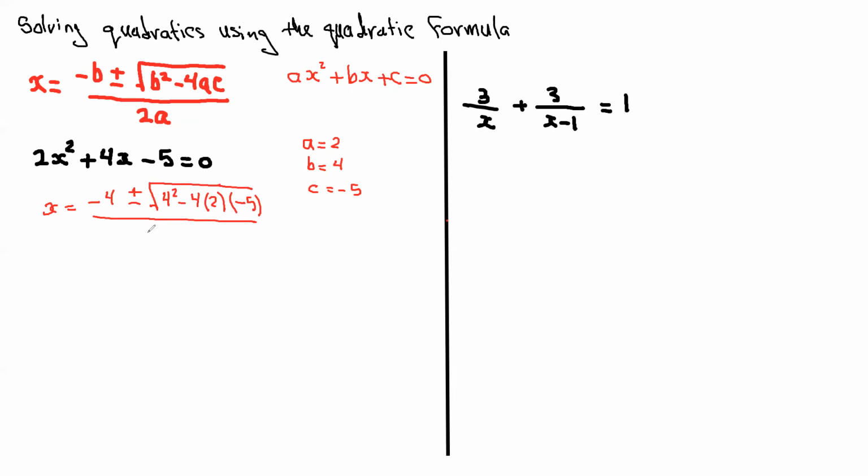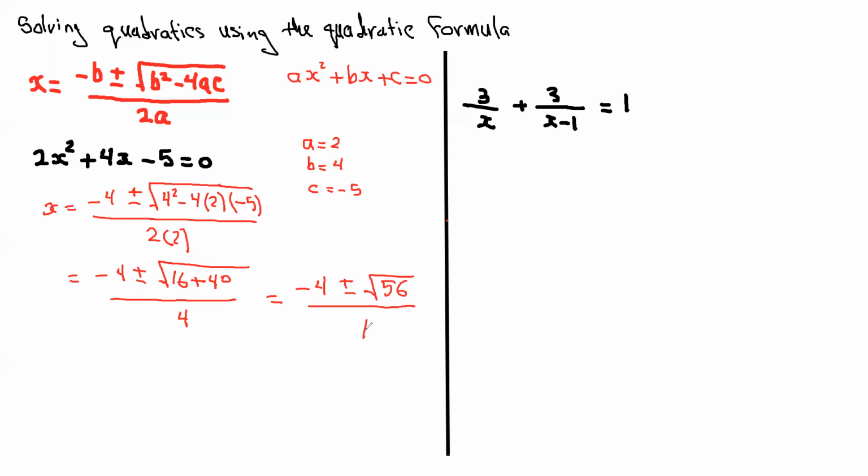all over 2a, so that's 2 times 2, which equals negative 4 plus or minus the square root of 4 squared is 16. That negative will make that a plus, and 4 times 2 is 8, times 5 is 40. So therefore, all over 4, which equals negative 4 plus or minus the square root of 56, all over 4.